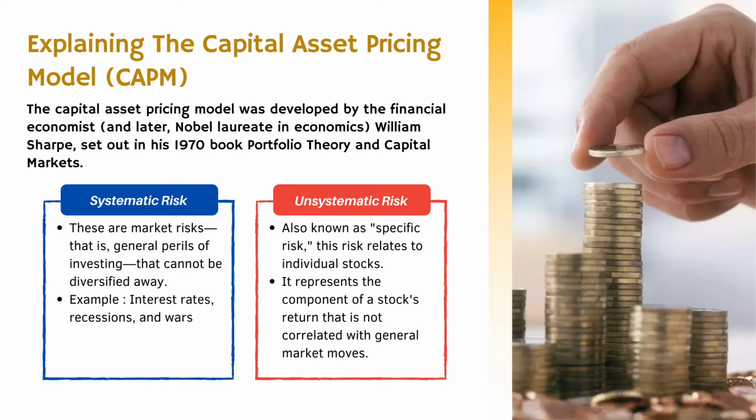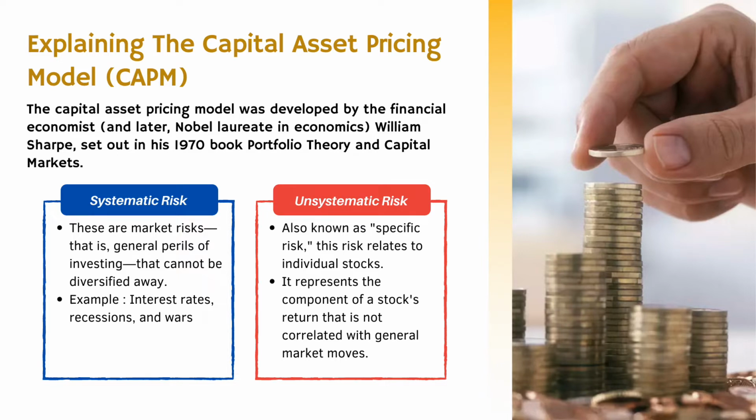His model starts with the idea that individual investment contains two types of risk. The first one is systematic risk. So systematic risks are market risk. It is a general price of investing that cannot be diversified away. The examples of systematic risk are interest rates, recession, and wars.